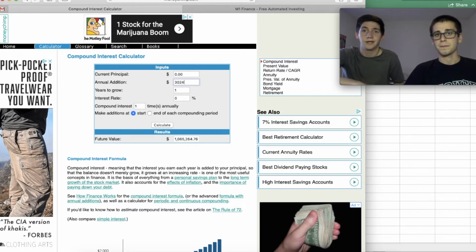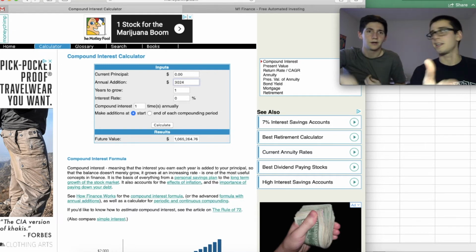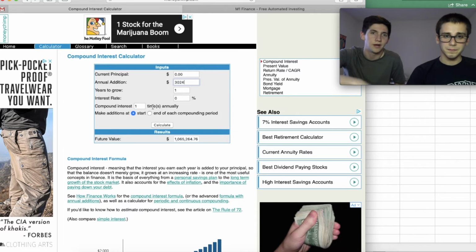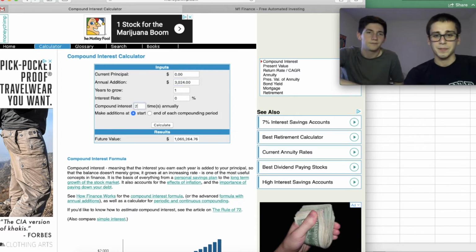So essentially, you can't invest on the weekends and holidays, so we're just going to compound it based on the trading days. That's $60 a week essentially. Right, exactly. So for compound interest times annually, we're going to put 252 at the very bottom. Yep, that's the number of trading days in the year.